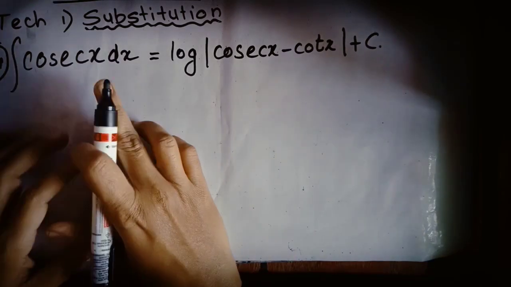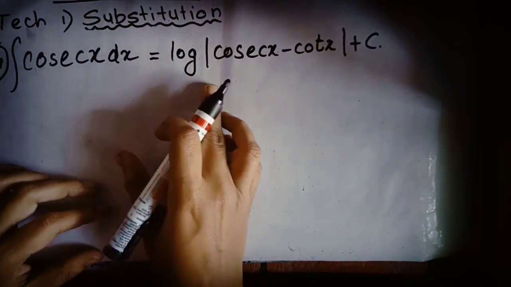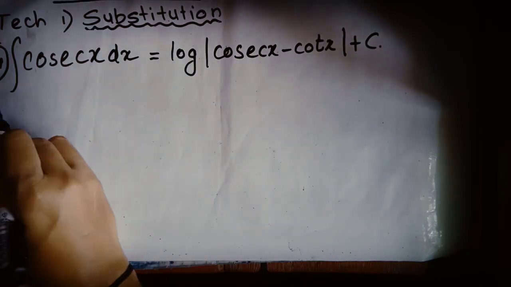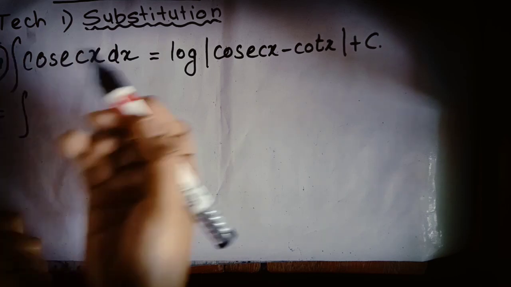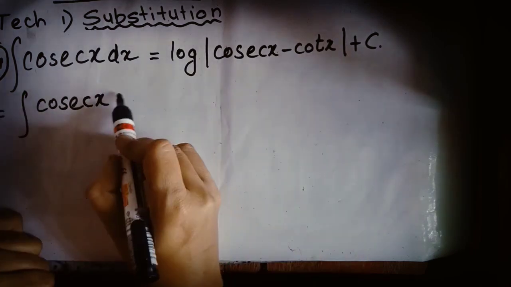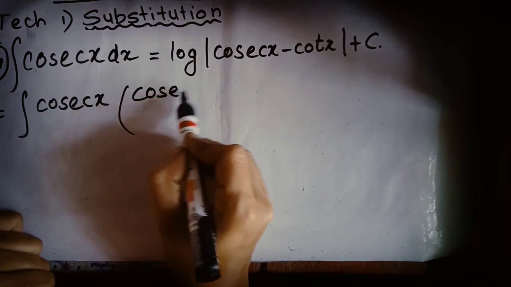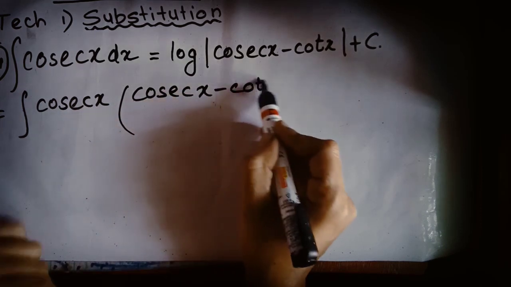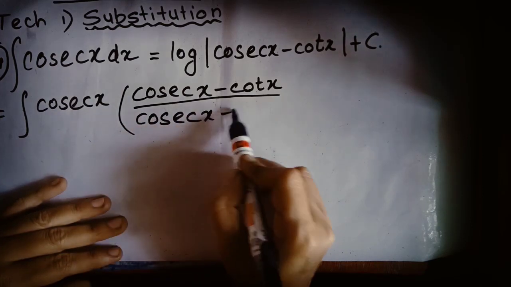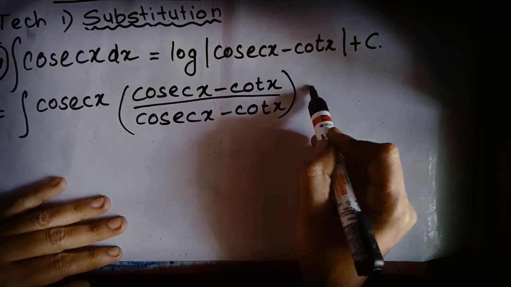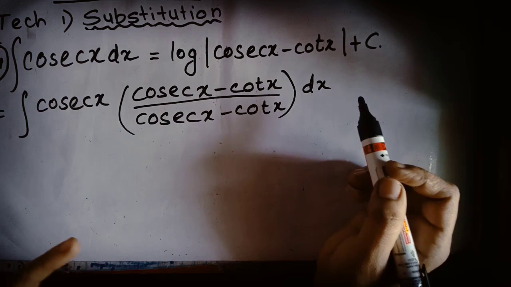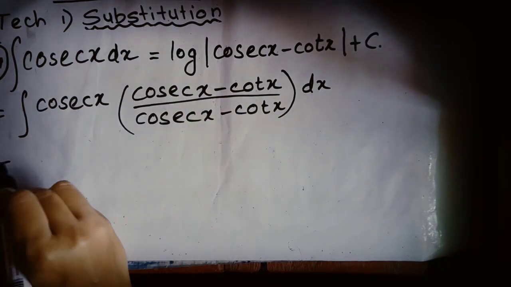Now we'll solve the next one, which is integral cosec of x dx equal to log of mod of cosec of x minus cot of x plus c. Let's solve. Same way you have to do this, that is cosec of x, you have to multiply by cosec of x minus cot of x upon cosec of x minus cot of x dx. So we are multiplying numerator and denominator by cosec of x minus cot of x.